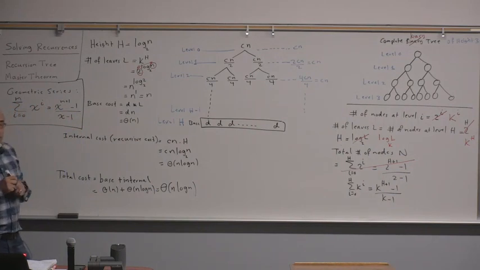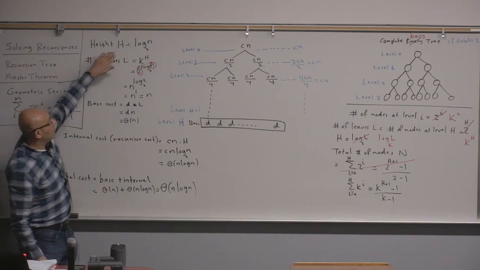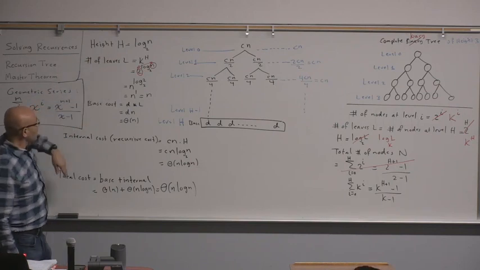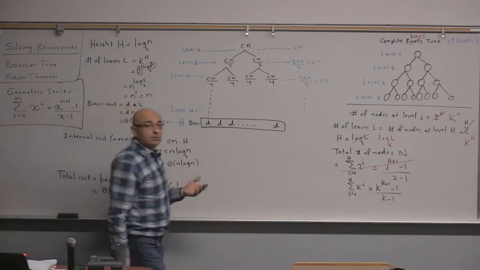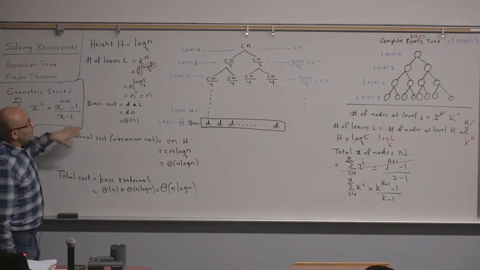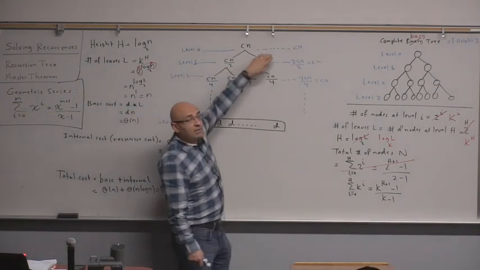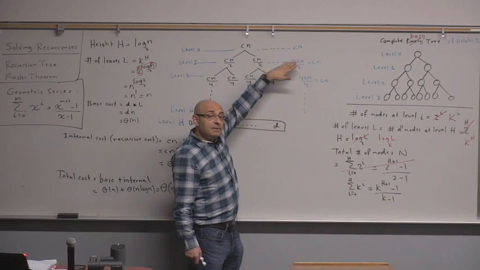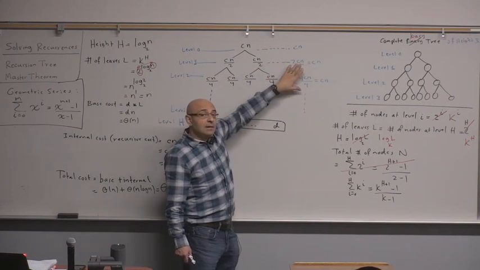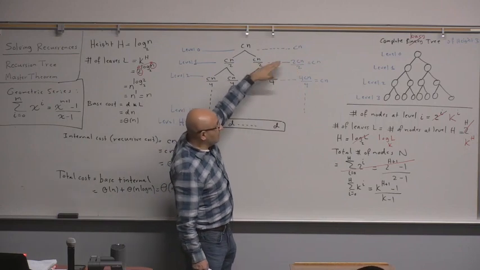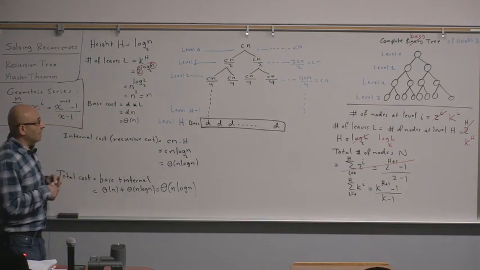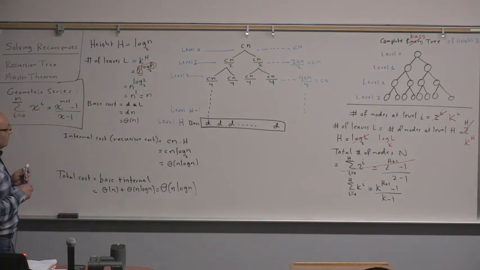Okay, so to summarize, we first calculate the height, then we calculate the number of leaves. After we calculate the number of leaves, we calculate the base cost. Then we look at the cost at each level. If it's the same, we just multiply it by the height. If it's not the same, which will be the case in the next example, we'll have to do a summation, as we will see in the next example.